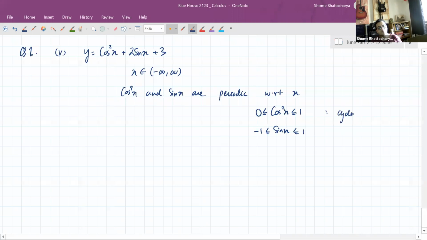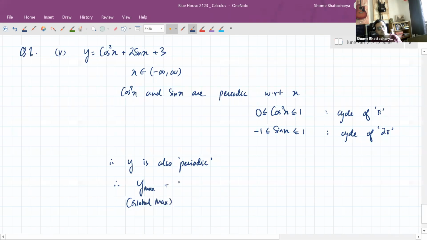With a cycle of pi for cos square x and a cycle of 2 pi, we can see that y will also be periodic. Therefore, y's global maxima will also be its local maxima within the cycle of 0 to 2 pi.